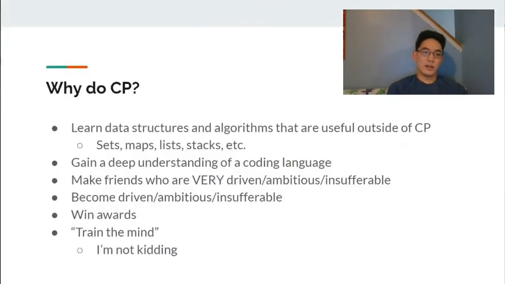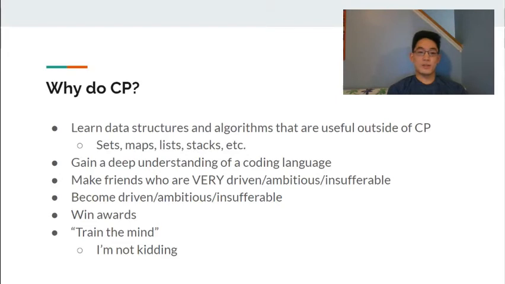Now, before I go any further, let me talk a little bit about why you want to do CP at all, or competitive programming. There's a few bullet points on the screen right now that you can take a look at. First, you get to learn data structures and algorithms that are useful outside of competitive programming. So for example, you come into contact with sets, maps, lists, stacks, and then later, for example, more complicated structures like graphs and segment trees. So basically, you can use these data structures and algorithms and practice them while doing competitive programming, and they'll still be useful outside of competitive programming when you do other computer science related things.